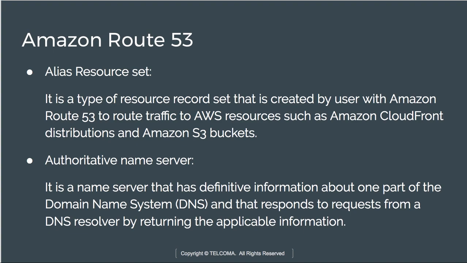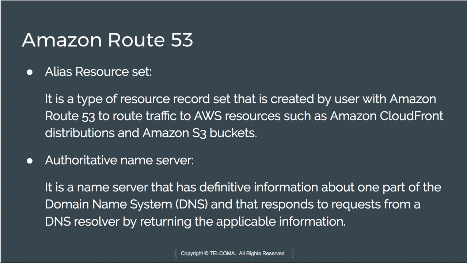So very first we have an alias resource record set. Basically it is a type of resource record set that can be created by a user with Amazon Route 53. Why? To route the traffic from your AWS resources, like CloudFront distribution and S3 buckets. It is a type of resource set created by the user so that it can route the traffic from these resources. So the resource set we call an alias resource set.